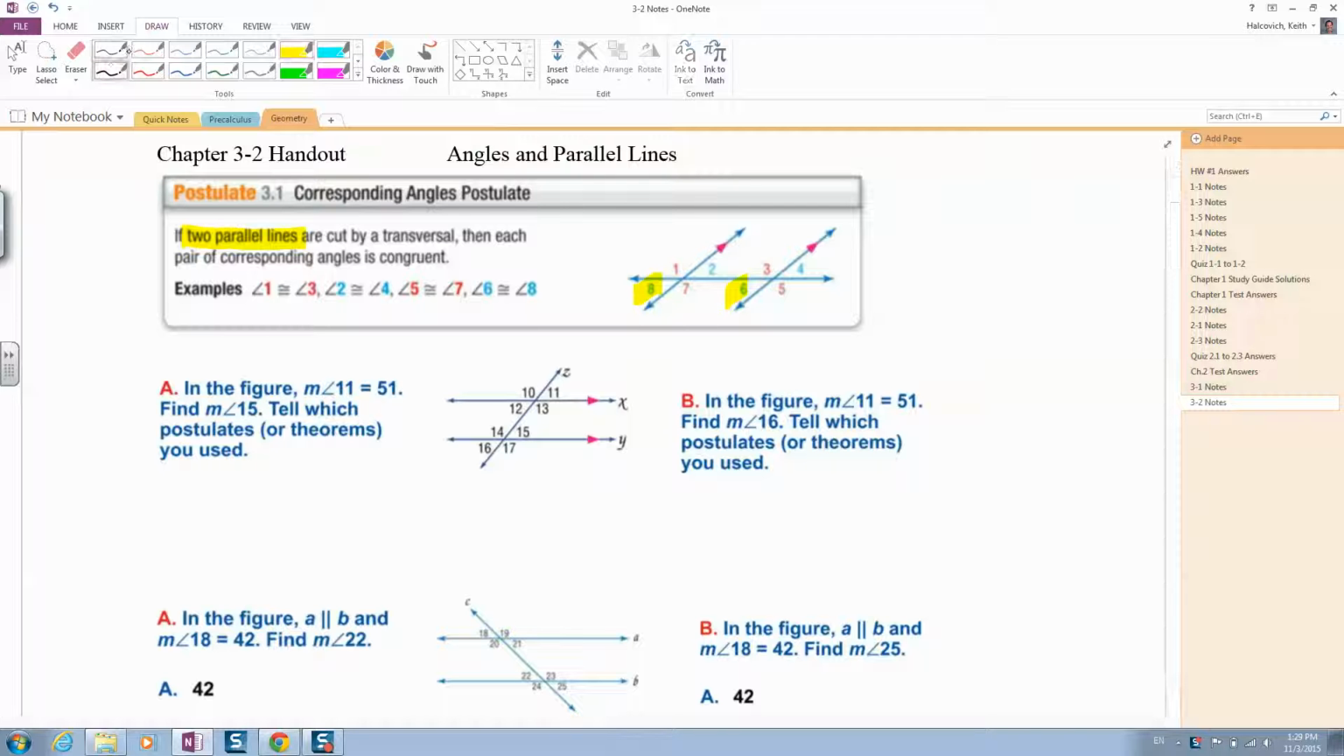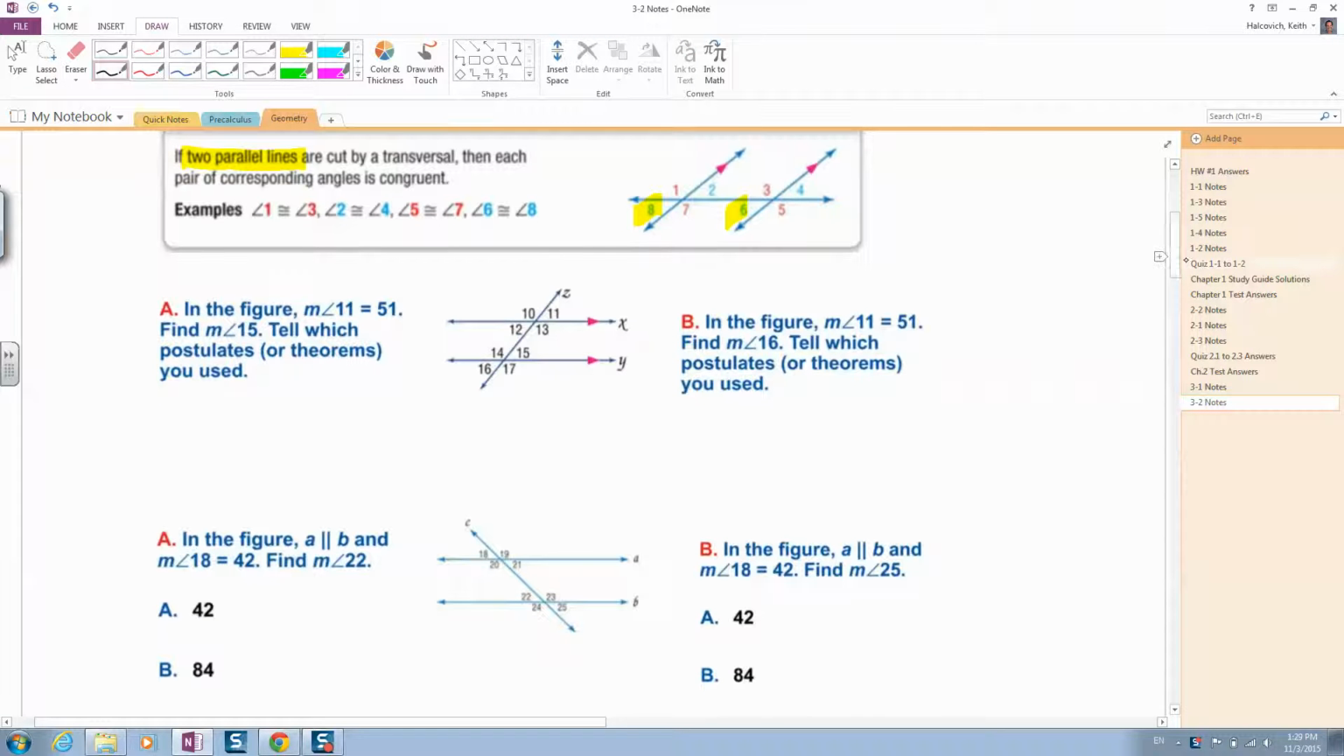So how does this help us? Well, if you look at figure A here, it says angle 11 is 51. Find the measure of angle 15. Well, notice they are corresponding, so they are congruent. So the measure of angle 15 is equal to 51 because of the corresponding angles postulate.